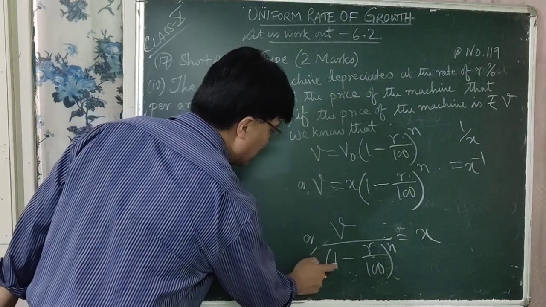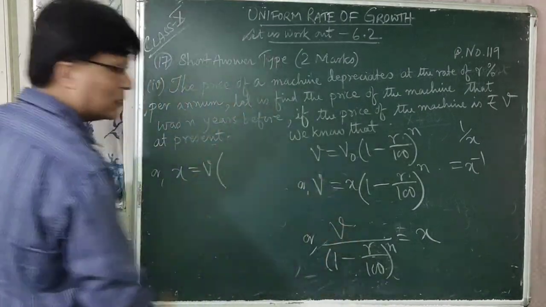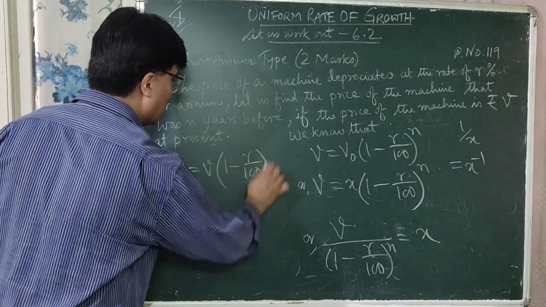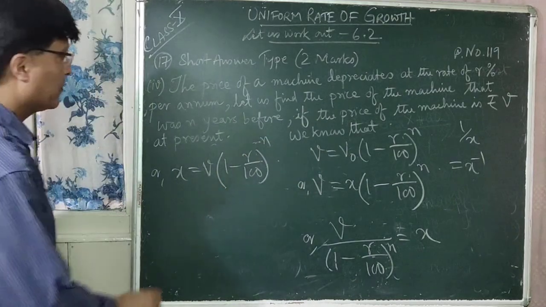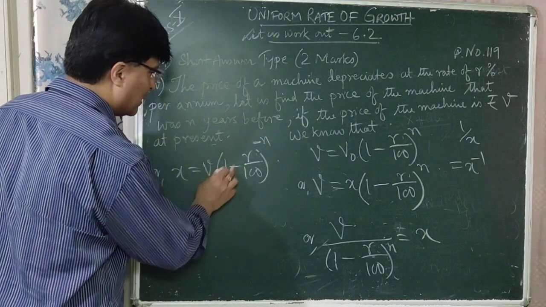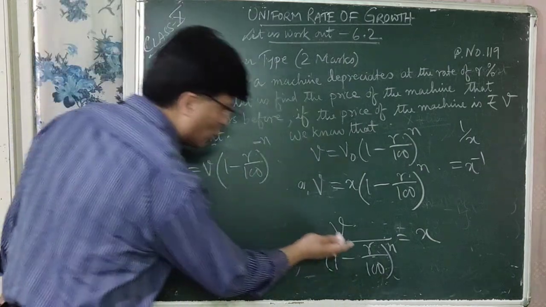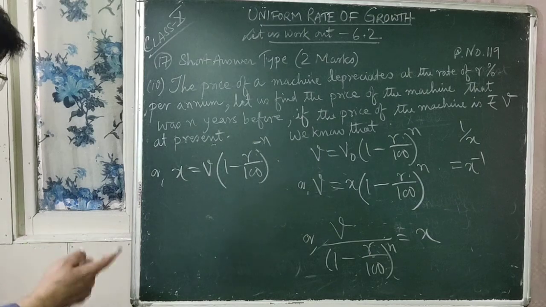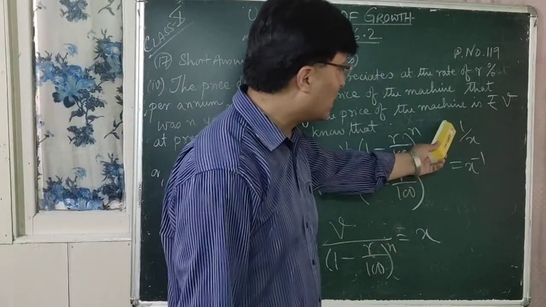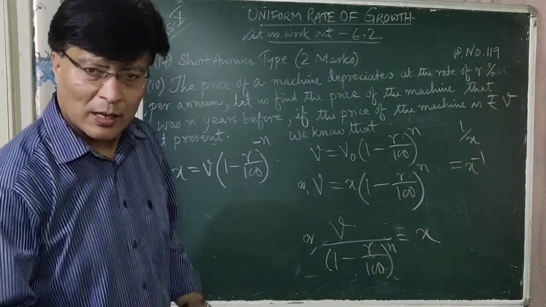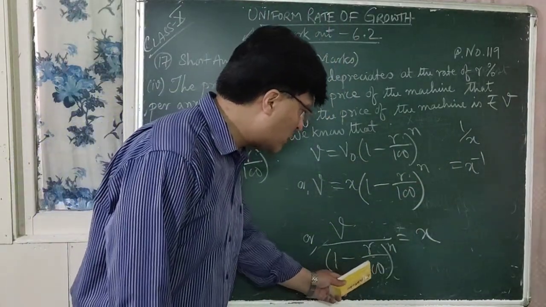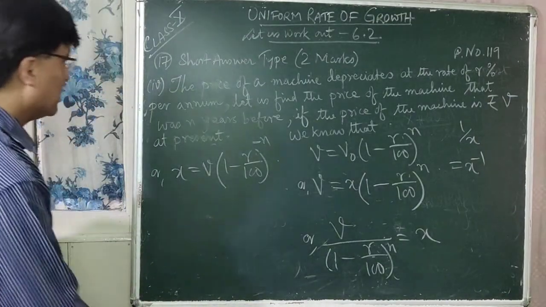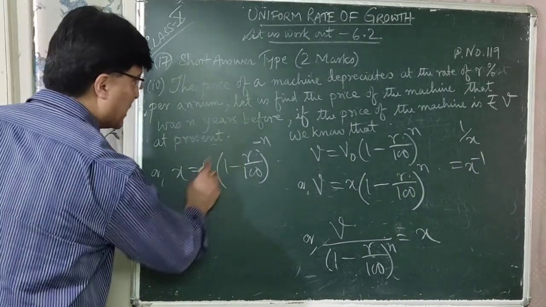In this case also, when this denominator goes to the numerator, it becomes 1 minus R upon 100 whole to the power minus n. The power becomes minus n. Like 1 upon x is x to the power minus 1, the power becomes negative. Here also, when this denominator goes up in the numerator, the power becomes minus n. Right? So you have to write down the answer. So this is your answer.